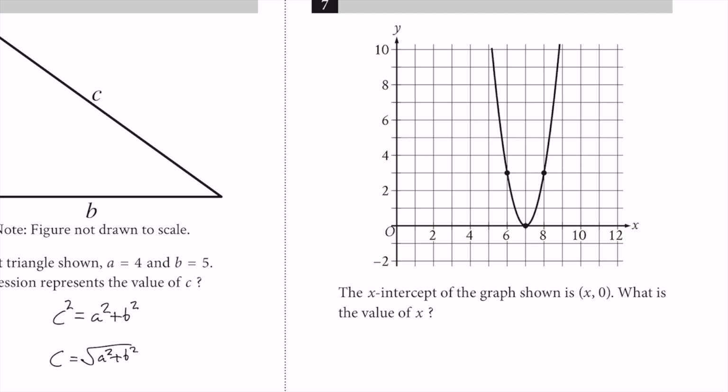The x-intercept of the graph shown below is x comma 0. What is the value of x? So the x-intercept is when the graph crosses the x-axis. So when y is equal to 0, what is x? In that case, we can see it crosses at 7 comma 0, this point right here. So x is equal to 7.